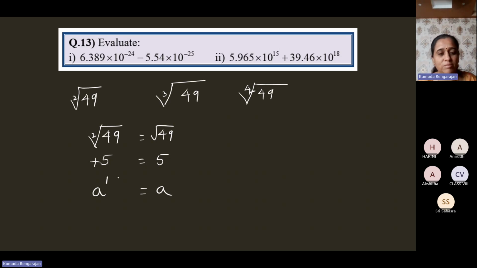So when you don't mention the power, it is 1. When you just write a, you don't mention the power, that means it's 1. It's not 0.